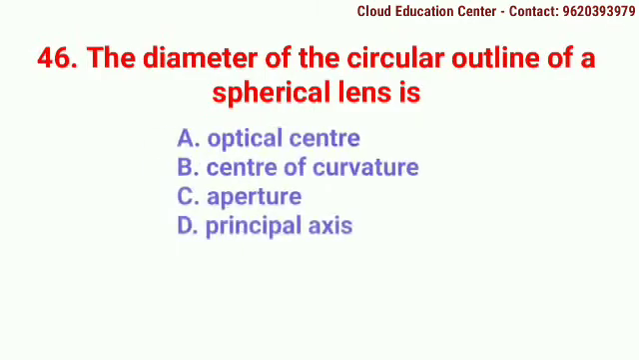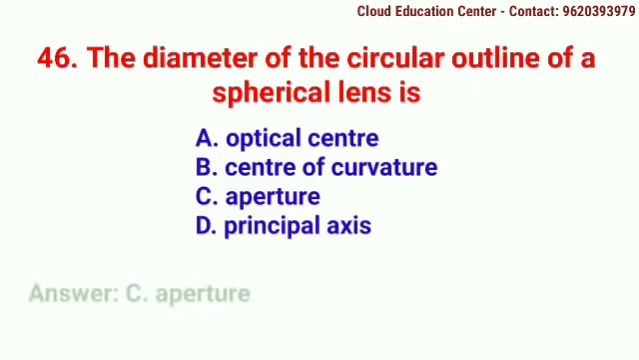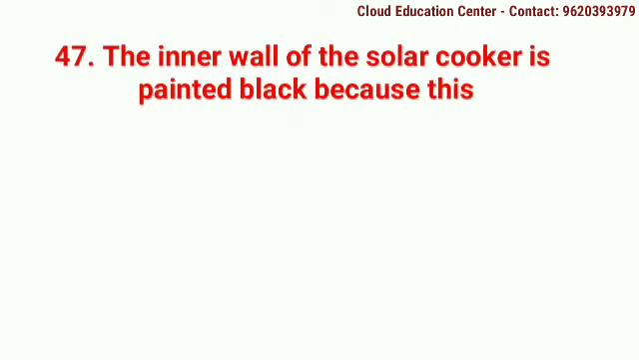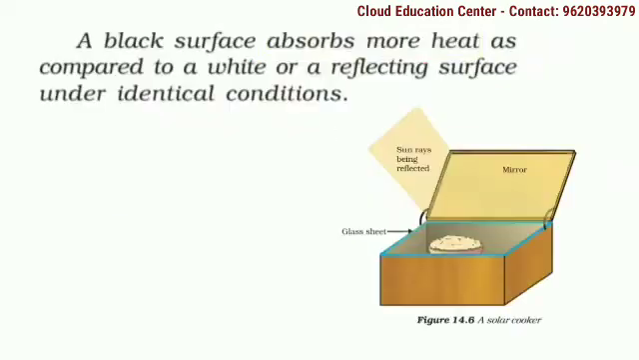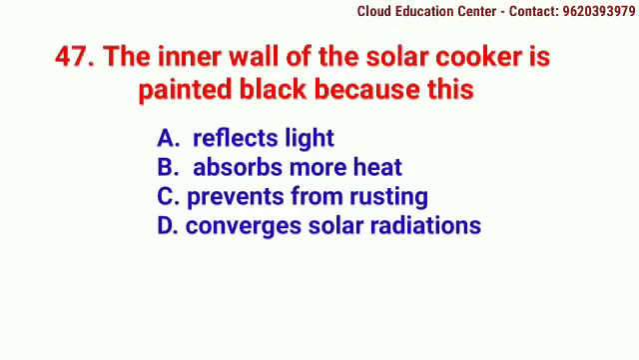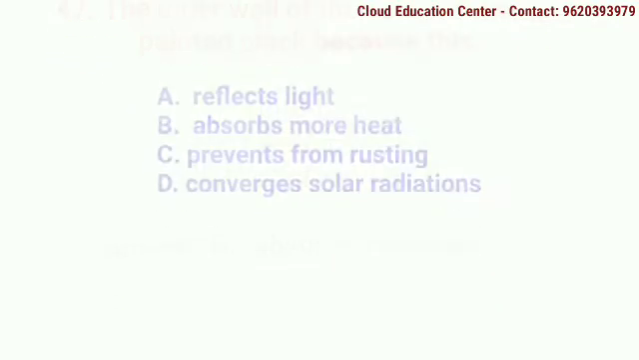The next question is, the diameter of the circular outline of a spherical lens is. There are 4 options. The data which is getting displayed on the screen, based on that, answer C, aperture is the correct answer. The next question is, the inner wall of the solar cooker is painted black because this. There are 4 options. If you see the data which is getting displayed on the screen, based on that, option B, absorbs more heat is the correct answer.